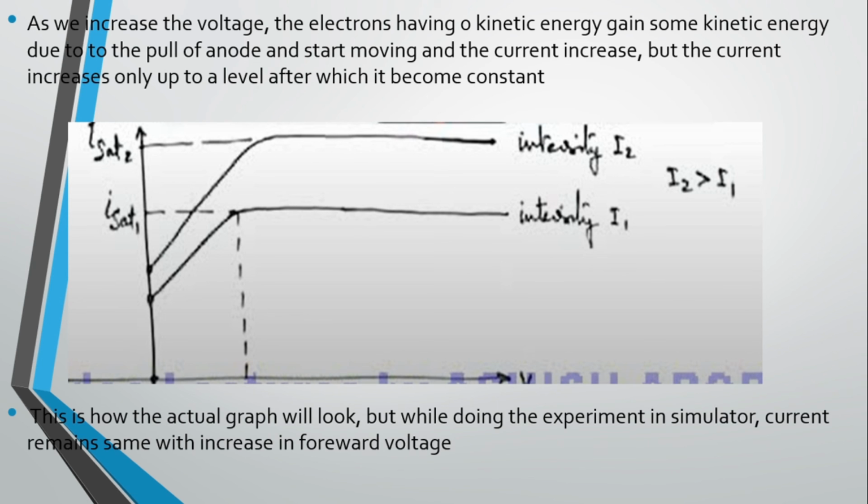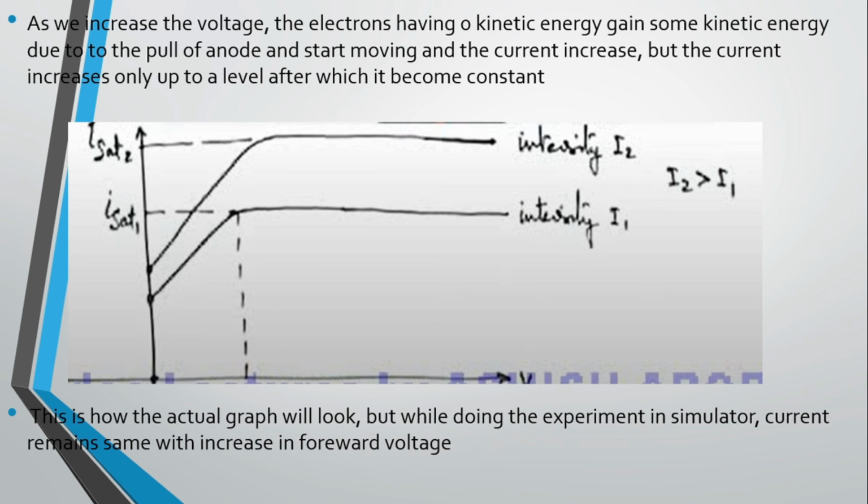As we increase the voltage, the electrons having zero kinetic energy gain some kinetic energy due to the pull of the anode and start moving, and the current increases. But the current increases only up to a level after which it becomes constant. As we see in the graph of voltage versus current.